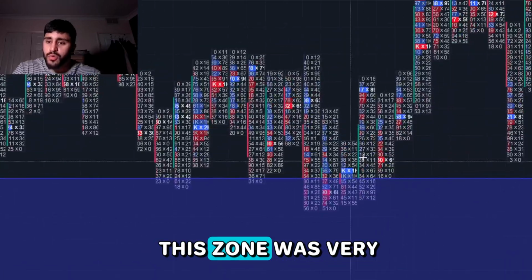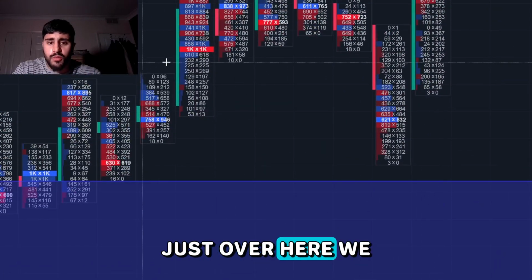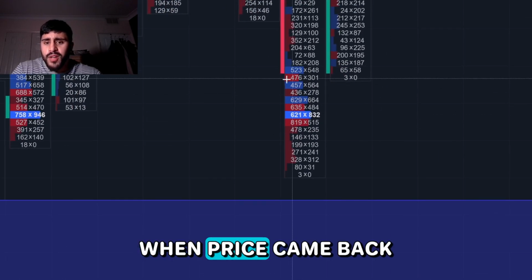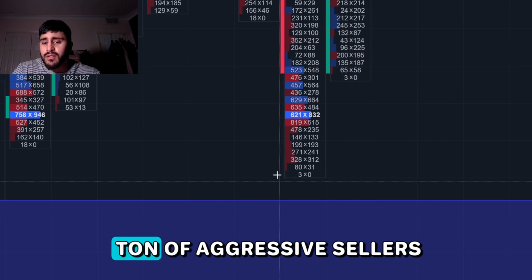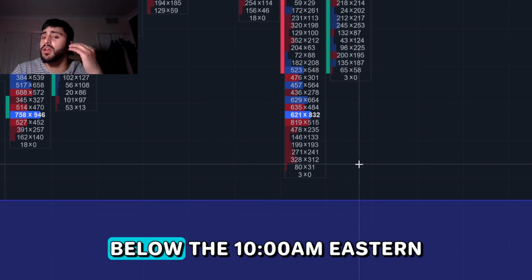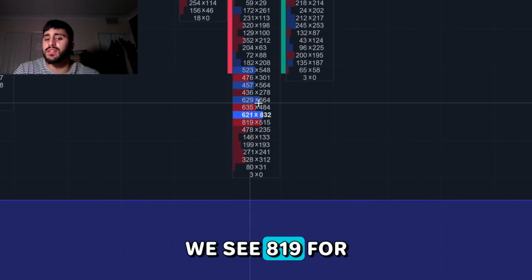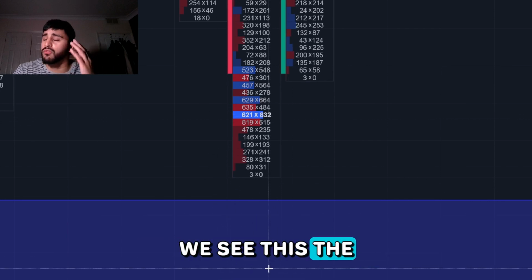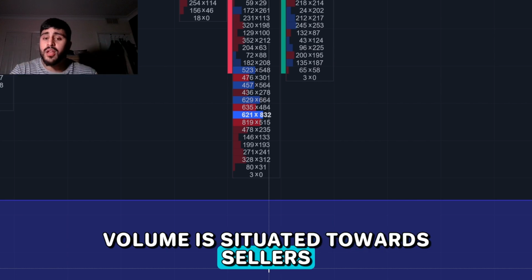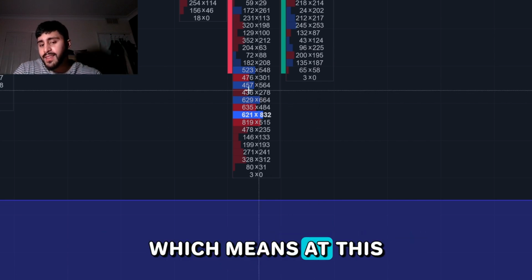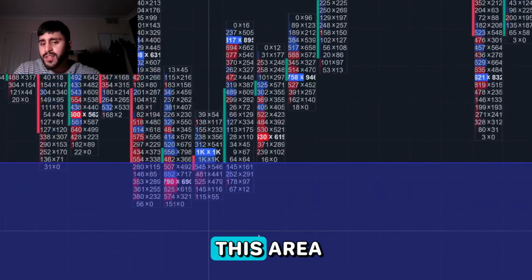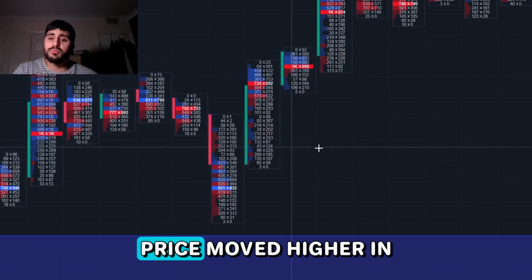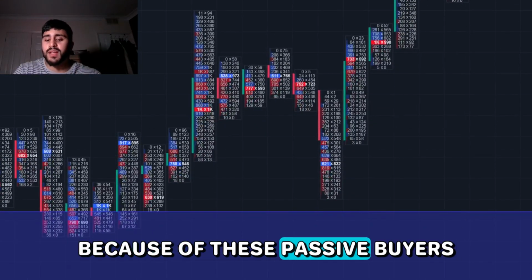This tells you that this zone was very, very active. Again, just over here, we saw a fair value gap and price eventually came back into this area. When price came back into this area, we saw again a ton of aggressive sellers at the bottom, below the 10 a.m. Eastern. We see 819 for 515. We see a lot of aggressive sellers. We see the volume is situated towards sellers, but none of them are being rewarded, which means at this area, as well as this area, we had passive buyers propping up. And this is the reason why price moves higher in the first place, because of these passive buyers.